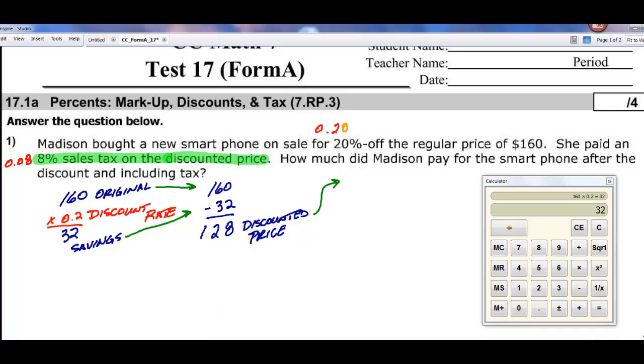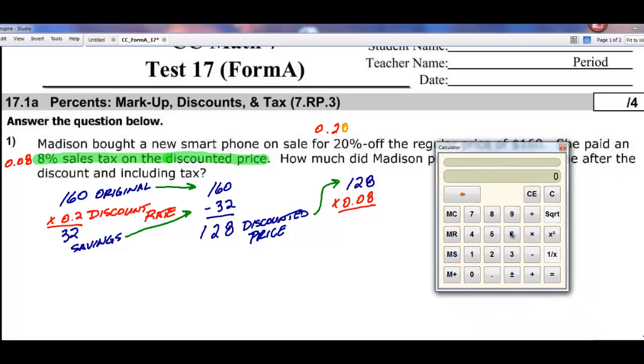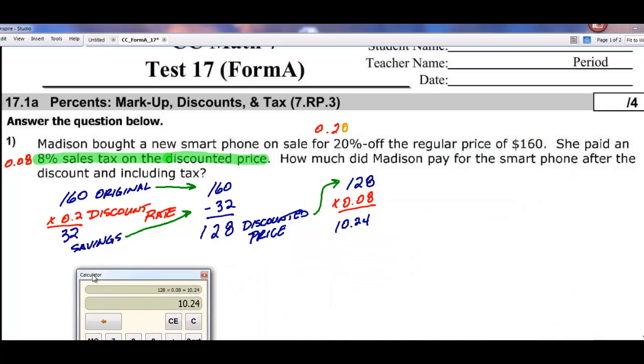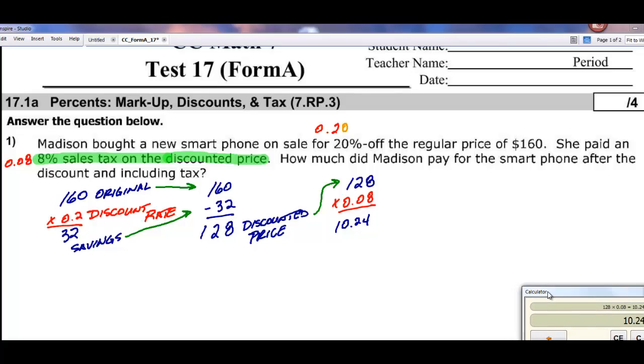We're going to bring over that discounted price, 128, and we are going to multiply it by the sales tax, 0.08. So let's pop back to our calculator. Let's clear everything out. 128 times 0.08, we can see our work right up there, is 10.24. That's $10.24. Let's put our calculator down here temporarily.